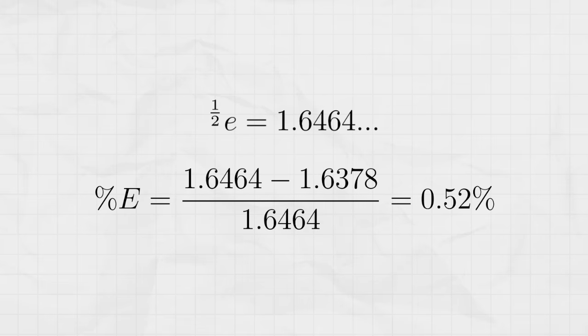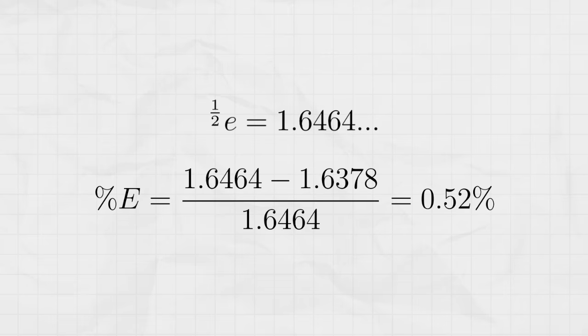Just as good. But how close are we to the right answer? The accepted value for the 1/2 tetration of e, found by much more efficient methods, I can assure you, is around 1.6464, which gives us a percent error of 0.52%. Not bad. But wait, this was just using a simple old degree 2 Taylor polynomial approximation.